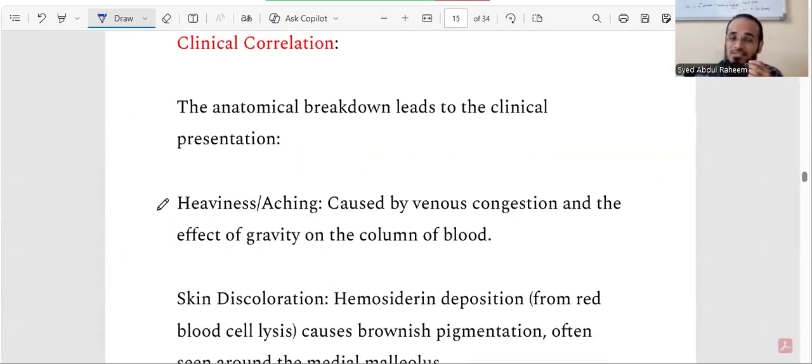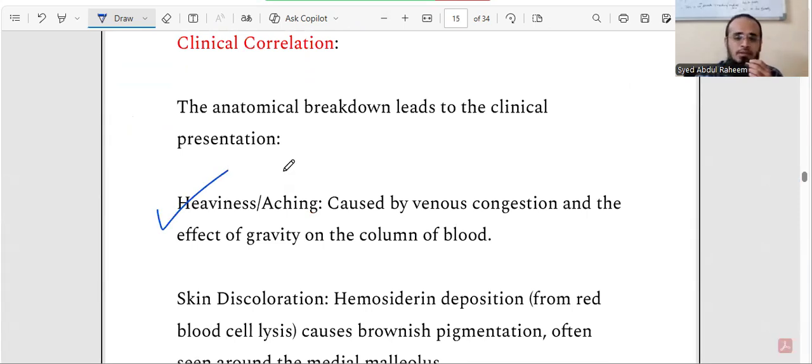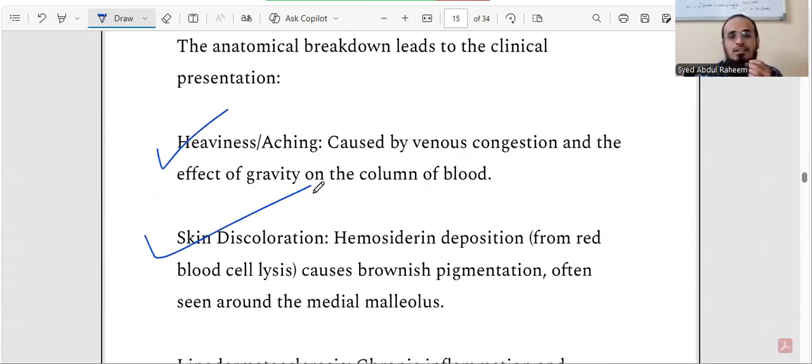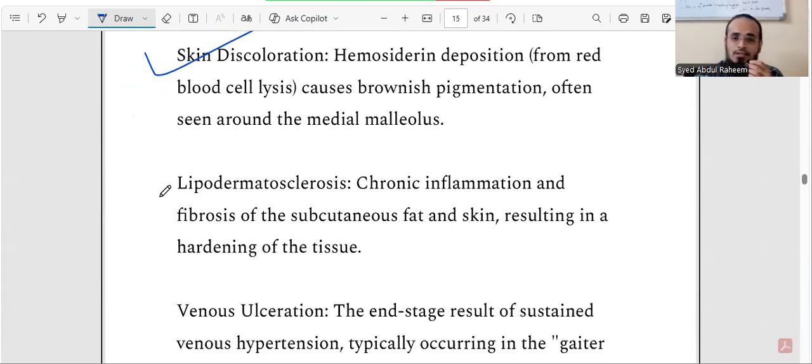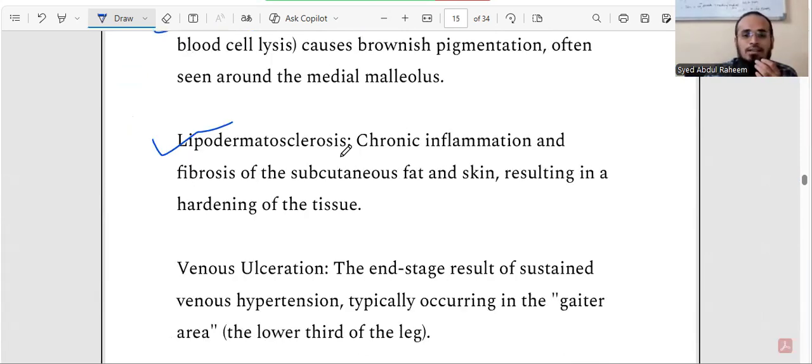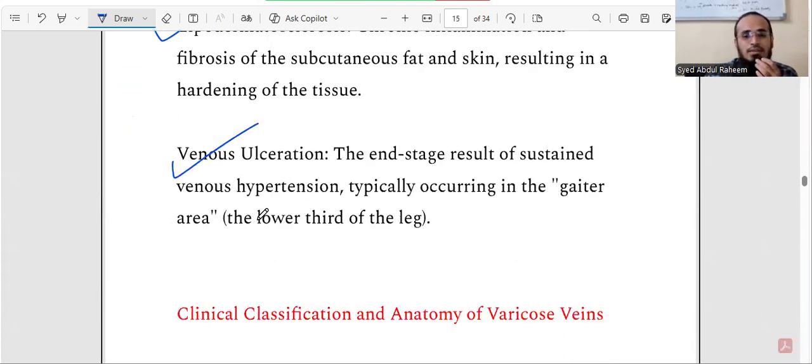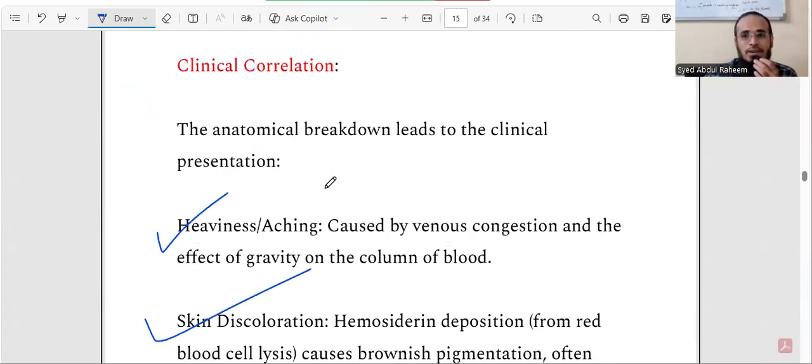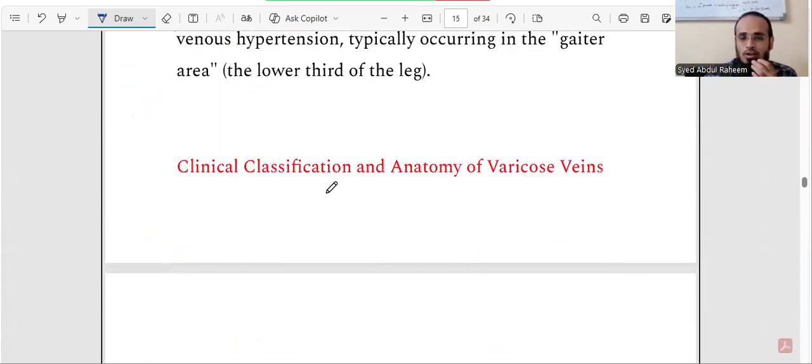So what will happen? The patient will have pain, heavy pain, skin discoloration, and I told you about the deposit of nodules, meaning fat is deposited because of the dead cells, and ulceration starts. So this will happen gradually if not treated.